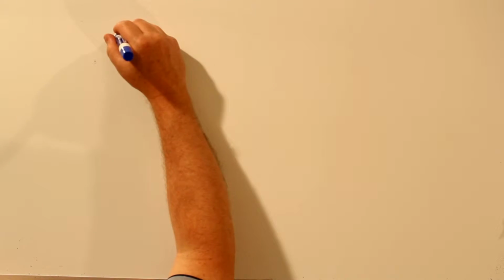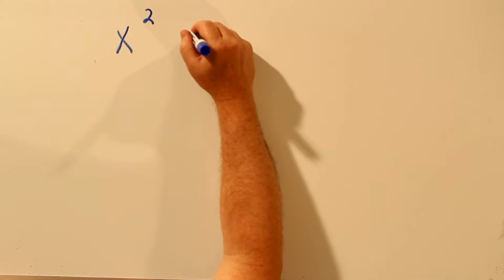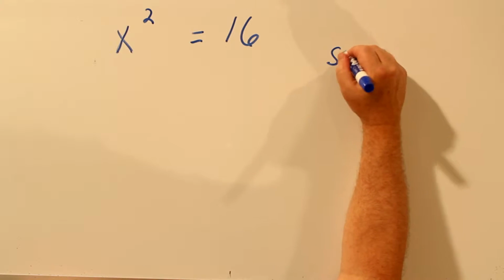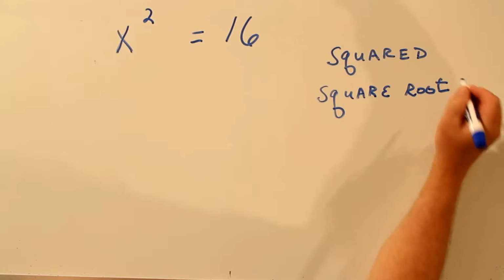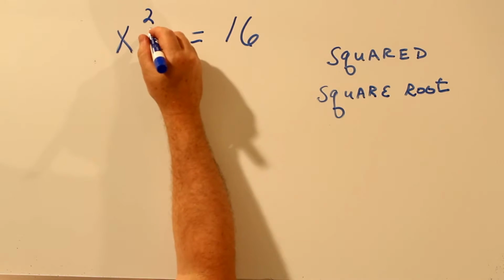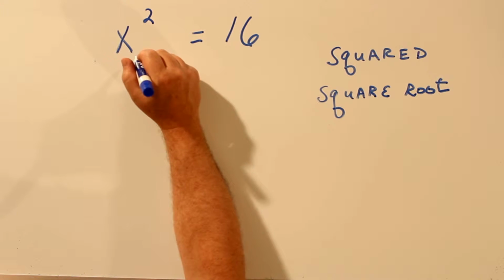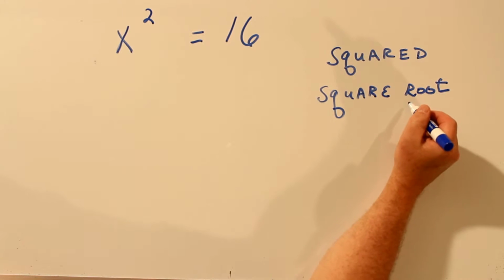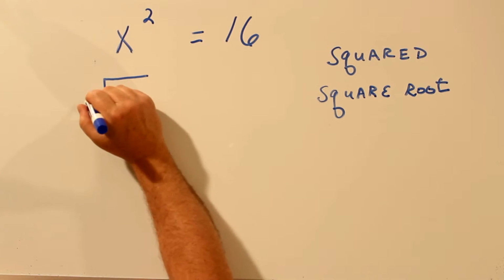Another kind of one-step equation involves squared and square roots. If we said x squared equals 16, the operation of squaring a number is undone with the square root of a number. So here we're squaring x equals 16. So to get x by itself on this side of the equation, we want to undo squared, and we undo squared with the square root. And the square root symbol kind of looks like a division with a little hook on it.